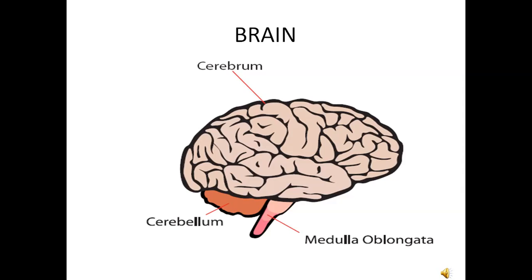The parts of the brain are cerebrum, cerebellum, medulla oblongata. Next, spinal cord. It is the extension of medulla oblongata of the hindbrain and is enclosed within the vertebral column. Spinal cord connects the brain to different parts of the body through nerves.